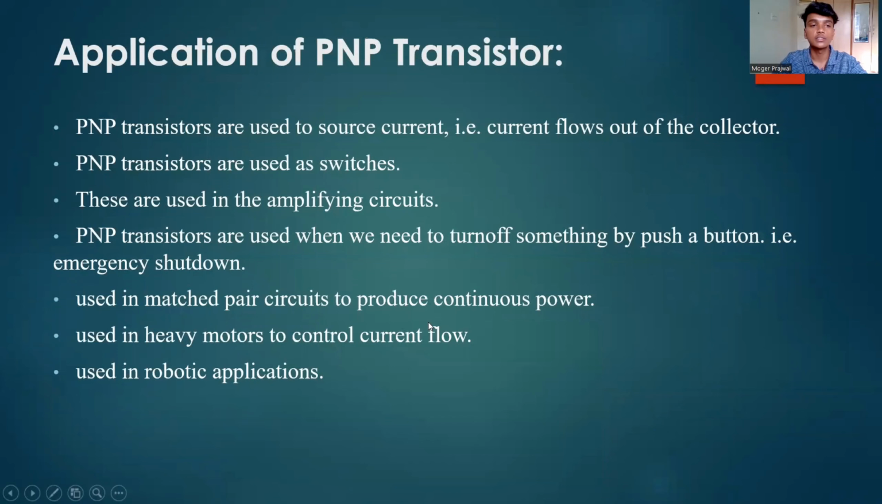Applications of PNP transistor. PNP transistors are used to source current such that current flows out of the collector. PNP transistors are used as switches. These are used in amplifying circuits. PNP transistors are used when we need to turn off something by pushing a button such as emergency shutdown. Used in matched pair circuits to produce continuous power. Used in motors to control current flow. Used in robotic applications.